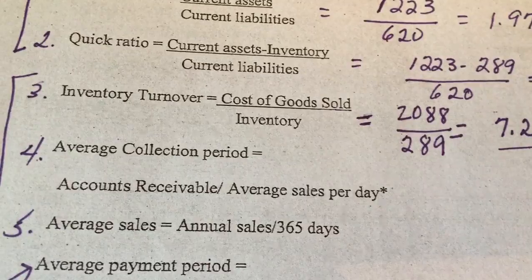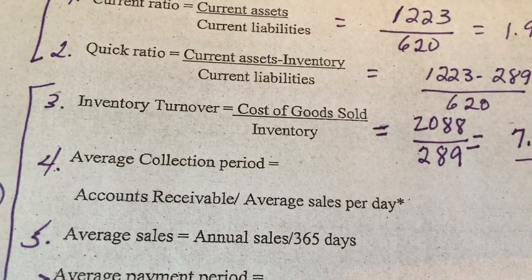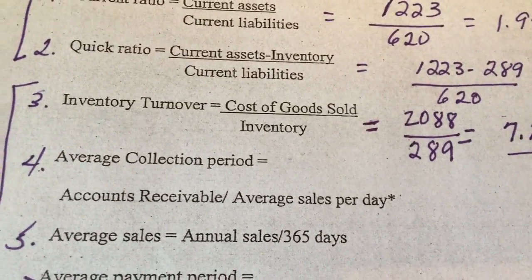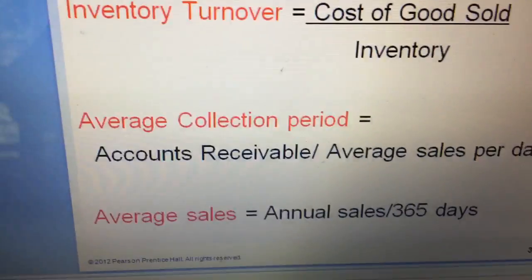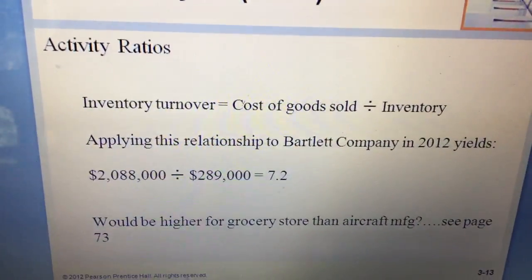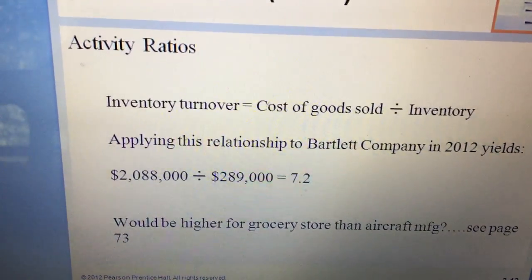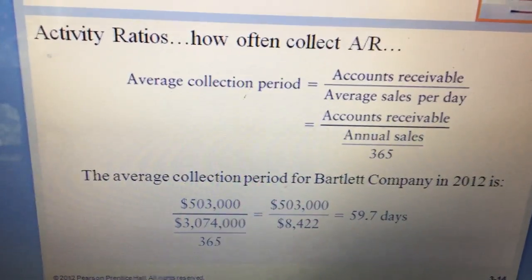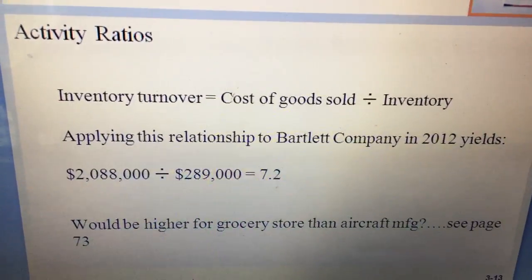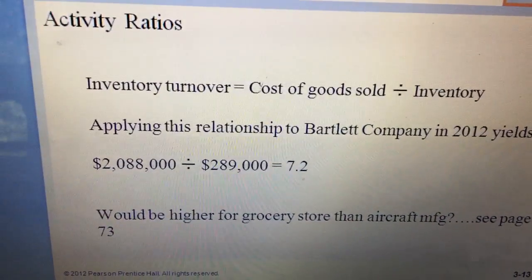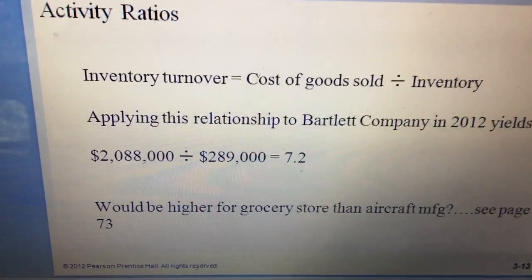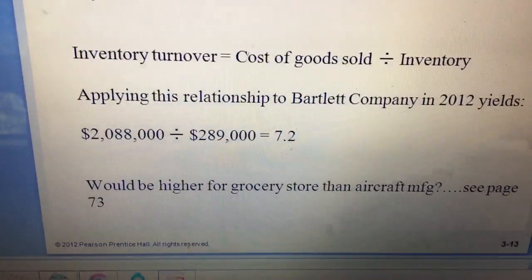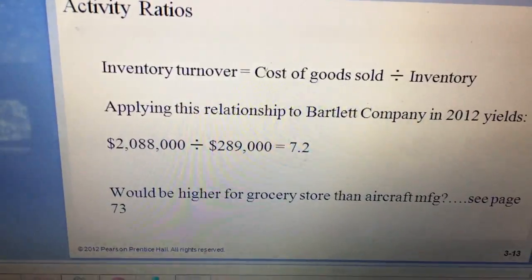But if you go back and take a look at the PowerPoints, they do give you the ratios. Let me just show you on 312. They show you the ratios, with the 3 zeros on the number. We end up with the same answer, and then they give you a little explanation. They talk about a grocery store selling their inventory quicker than an aircraft manufacturer because they have perishable items. Okay, let's come down to the next one.